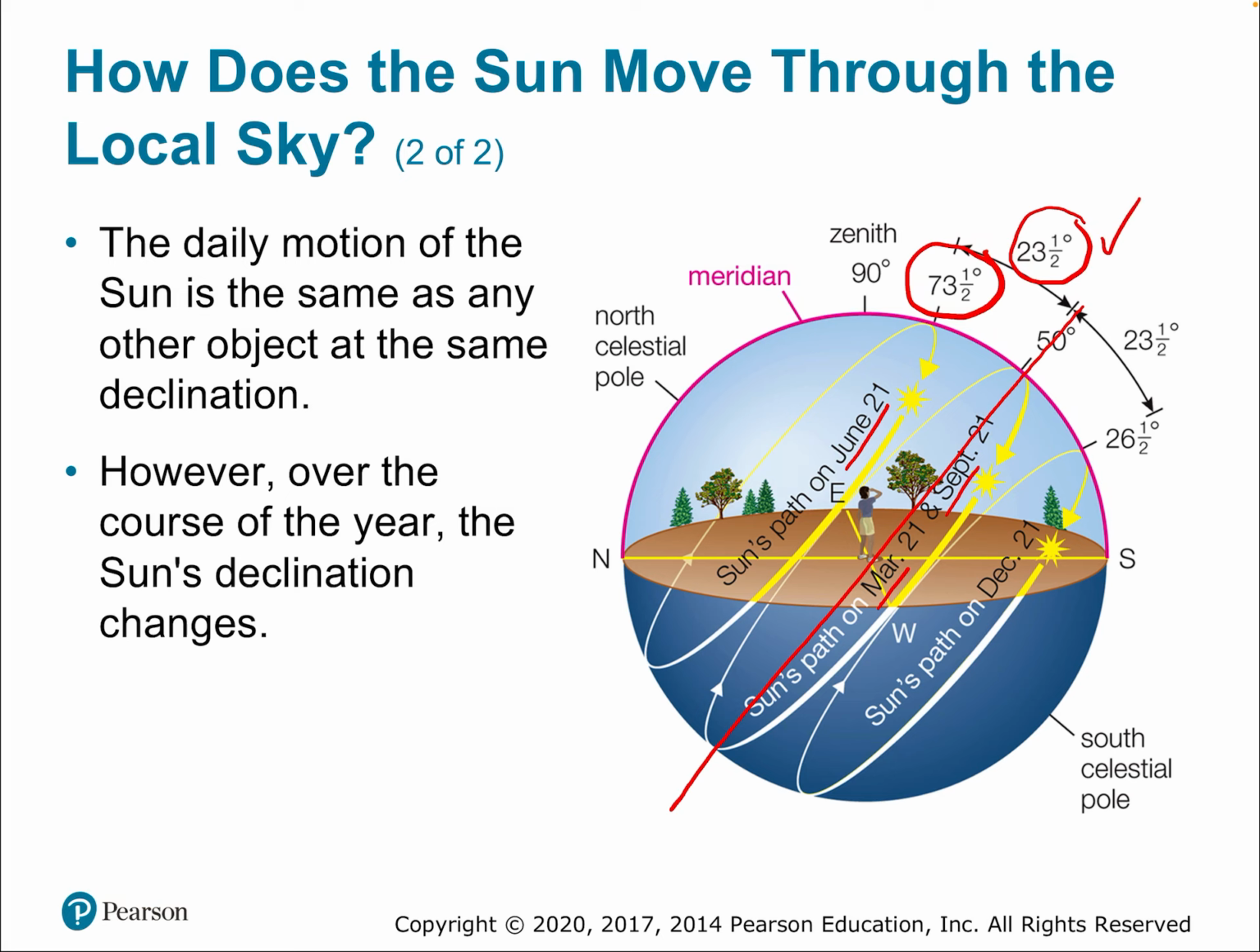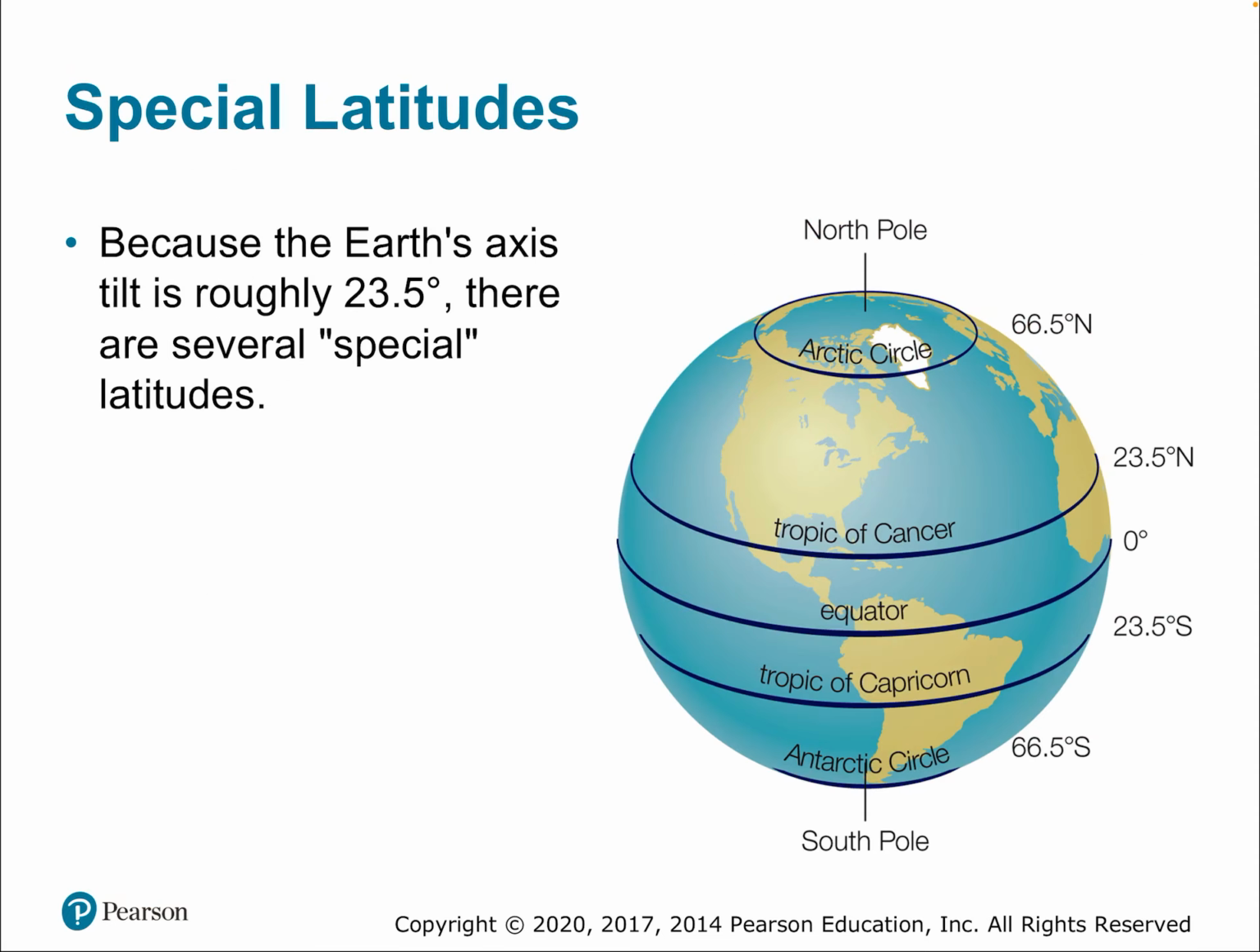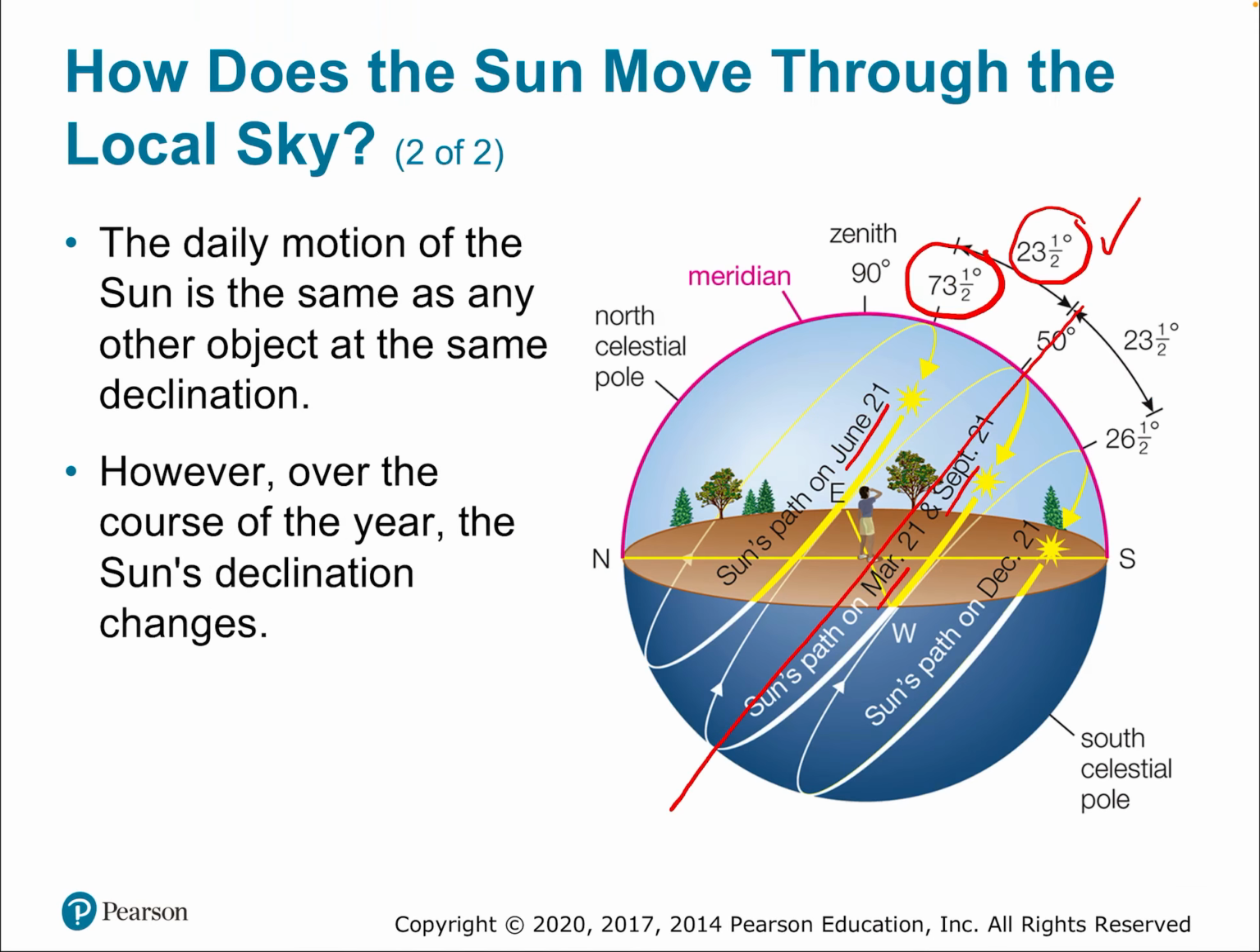And on the shortest day of the year, the sun will only get to an angle of 26.5 degrees above the horizon. So that's an altitude of 26.5 degrees. That's because the sun will be lower than the equator by 23.5 degrees.